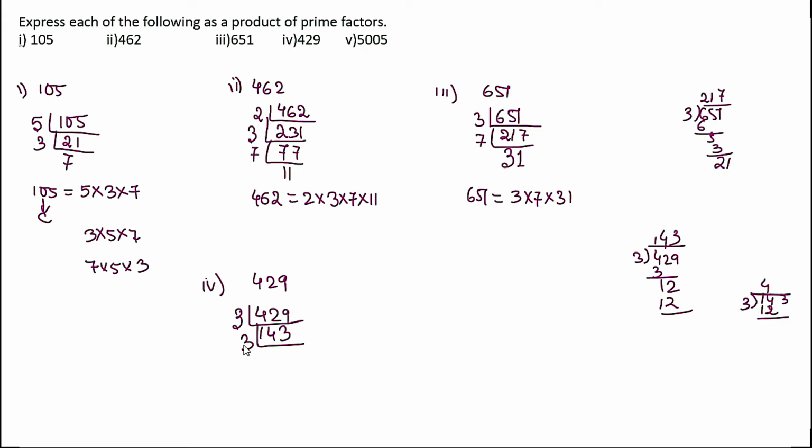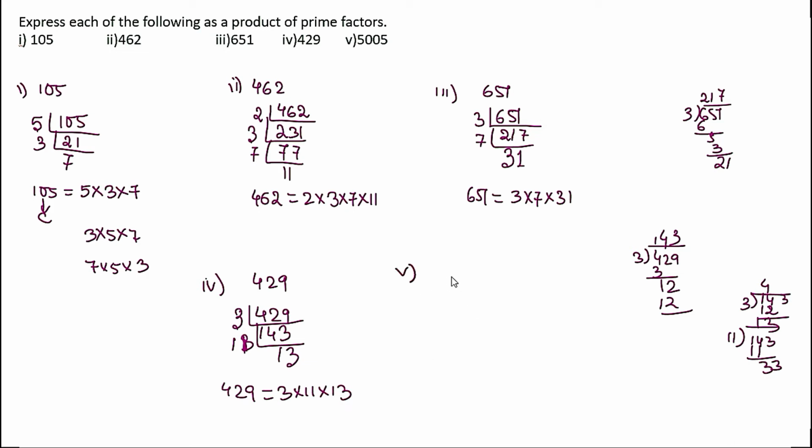143 cannot be divisible by 3. So let's check it with 11. 11 1s are 11, 33, 13. So we can write 429 as 3 into 11 into 13.